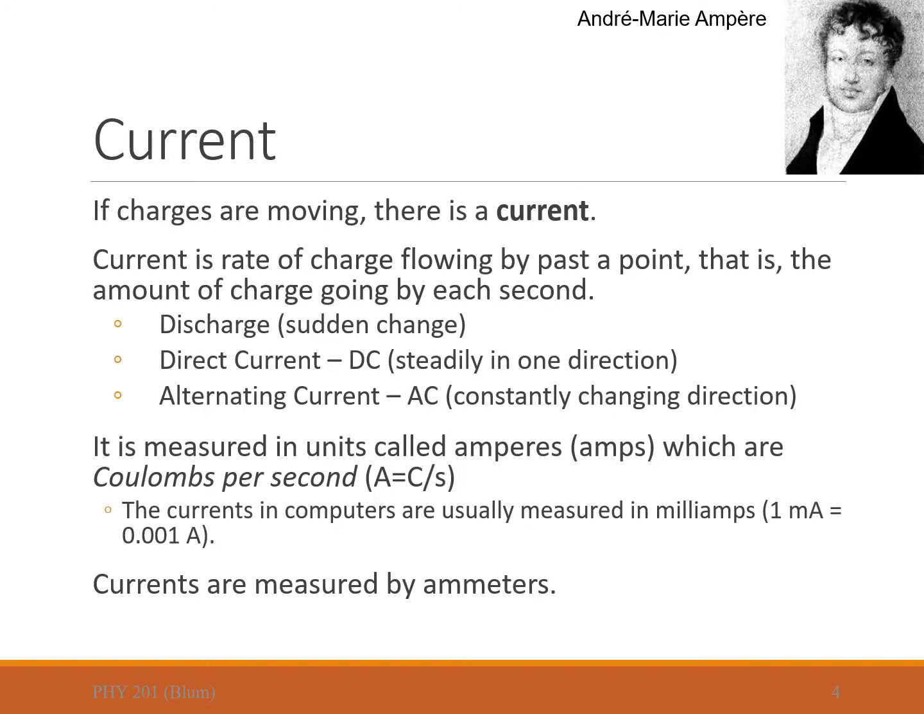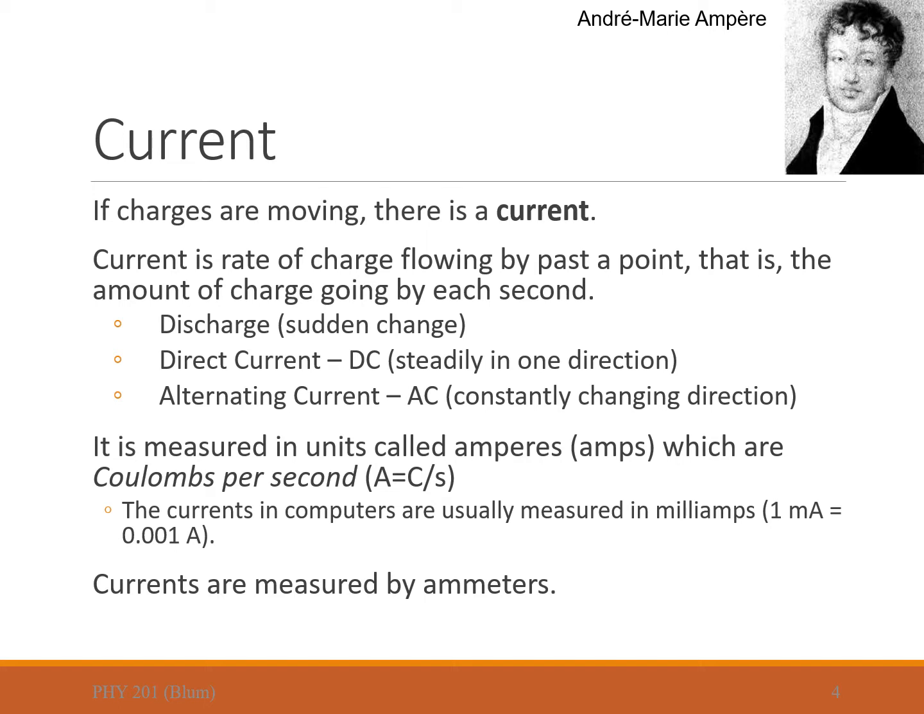When charges are moving, then we have a current. Specifically, the current is the rate of charge flowing past a point, the amount of charge going by per second. It might be a discharge, a sudden change in the charge, a sudden movement. It may be a direct current, DC, a steady movement in one direction. Or an alternating current, AC, a constant back and forth motion, changing the direction.